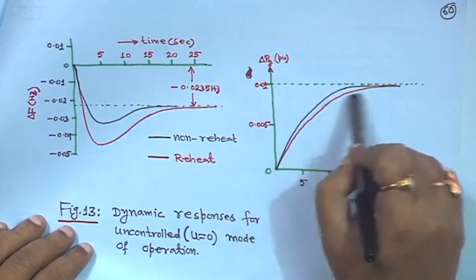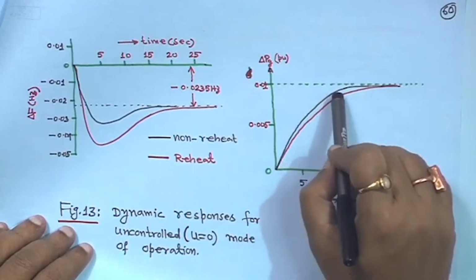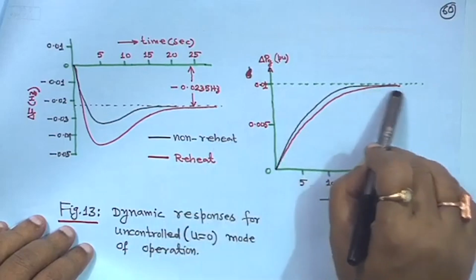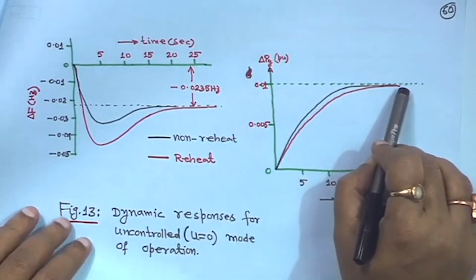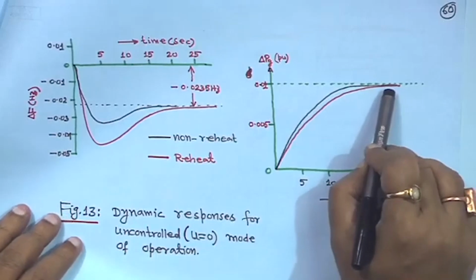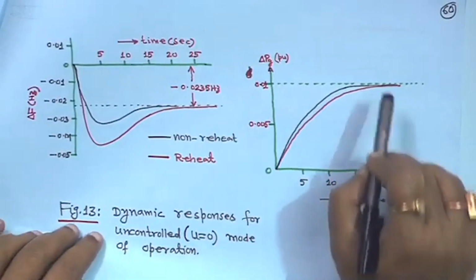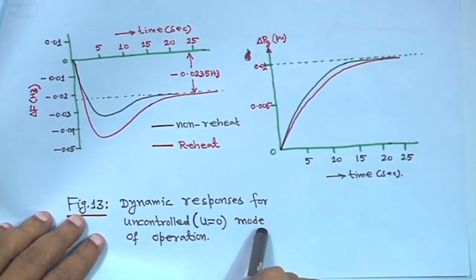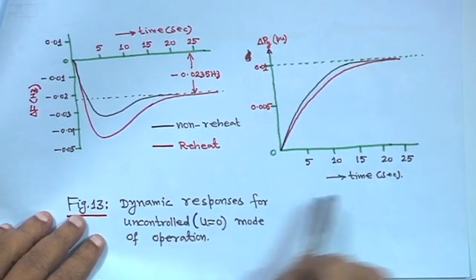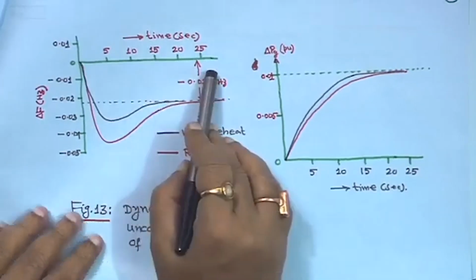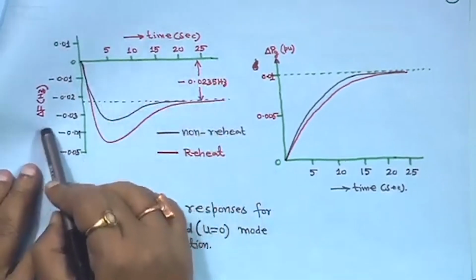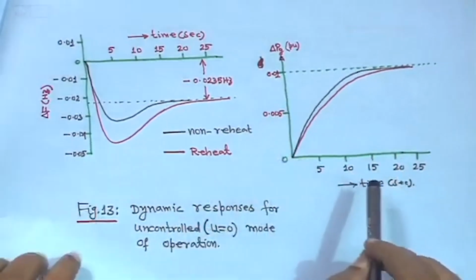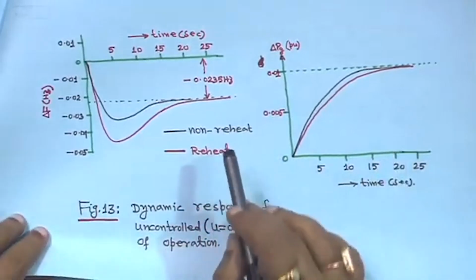So the dynamic performance is slightly slower than the non-reheat type, the black one is the non-reheat type, but ultimately it will not be exactly 0.01. Through MATLAB Simulink also you can check that it is not 0.01, slightly less than whatever you have shown. So this is uncontrolled mode, dynamic responses for uncontrolled mode, u is equal to 0. This side is time, this side is frequency in hertz, and this is generator power in per unit megawatt. So, that is some idea about the dynamic performances.